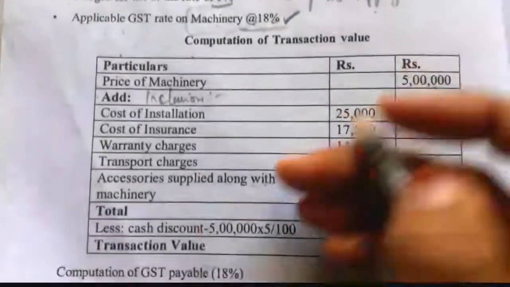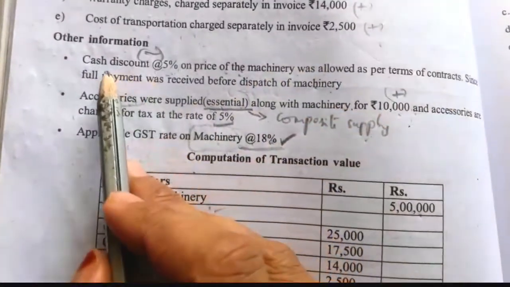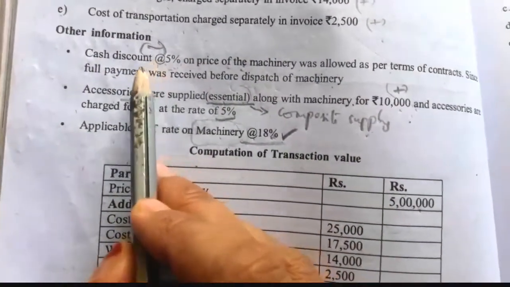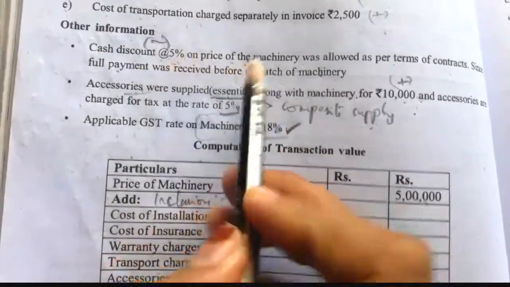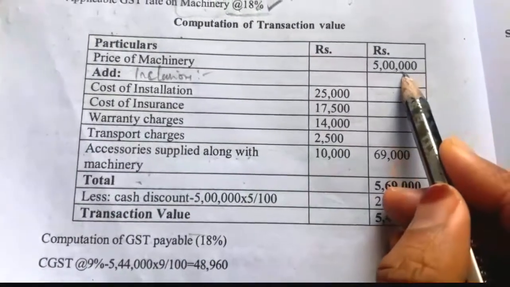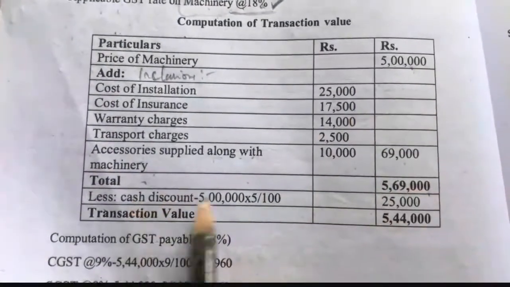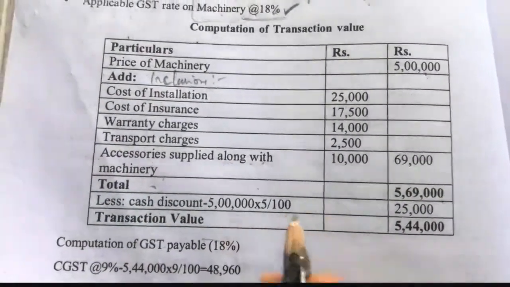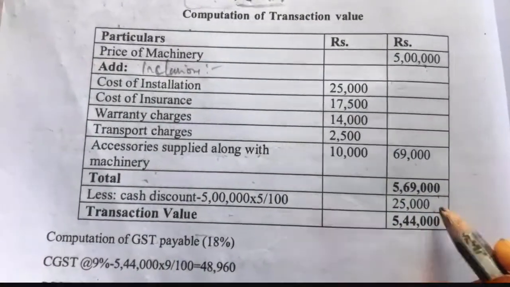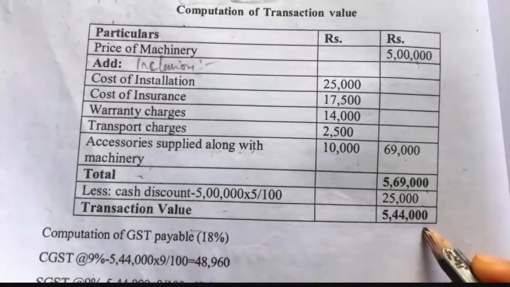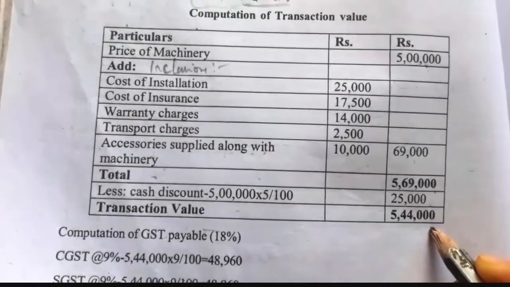After that we have to deduct the exclusions. Under exclusions we have only one item, that is the cash discount. That 5% is calculated on the price of machinery. So on the price of 5 lakh we have to take 5%. 5 lakh into 5% is equal to 25,000. If you deduct, the transaction value is equal to 5,44,000.